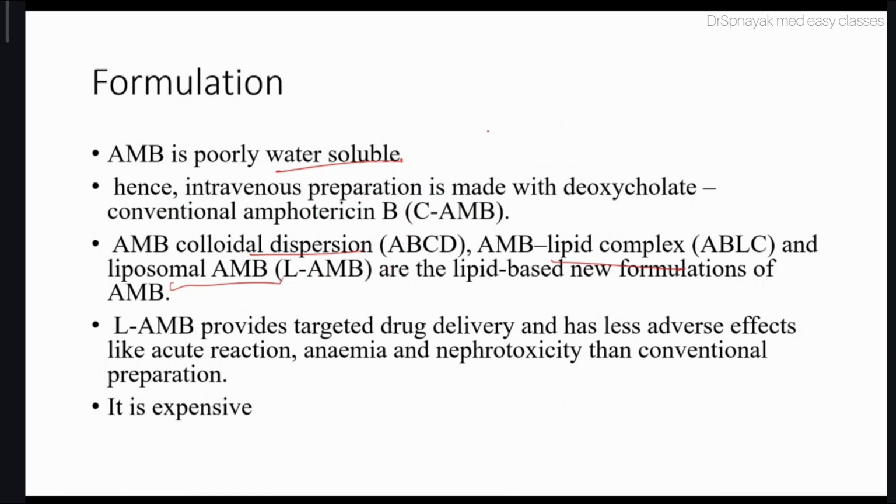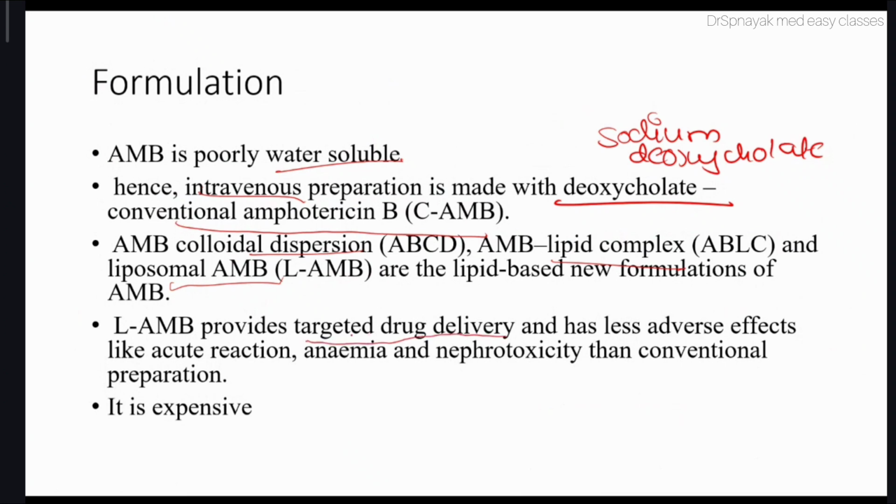Then for the intravenous preparation, as discussed, it is paired with sodium deoxycholate. So this preparation is known as conventional amphotericin B. Why is such a preparation made? Because these are targeted drug delivery systems. What is the motive of the targeted drug delivery? To reduce its toxicity.